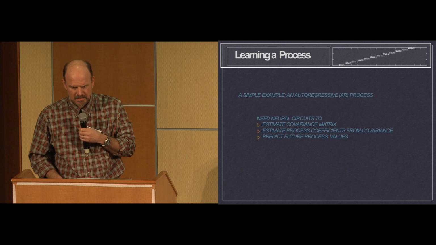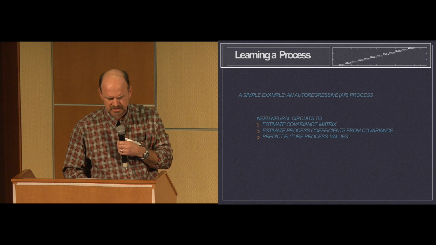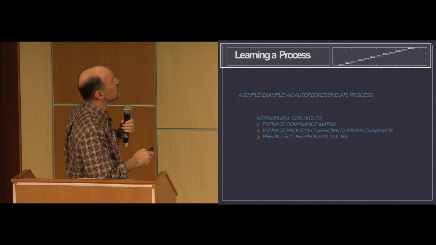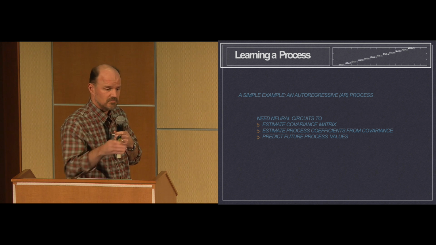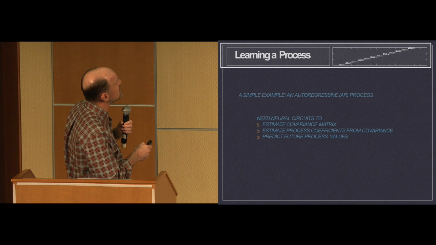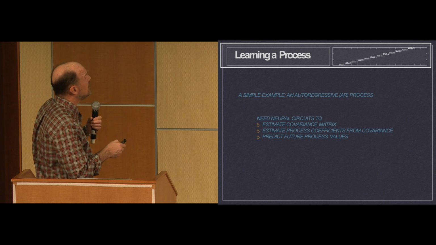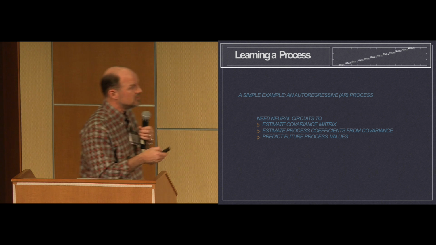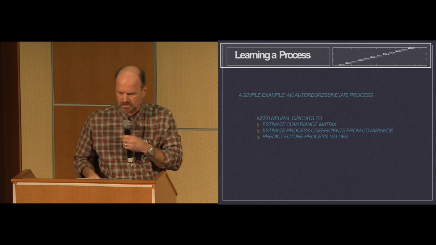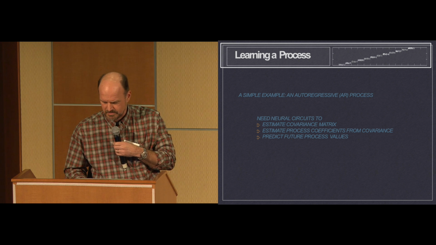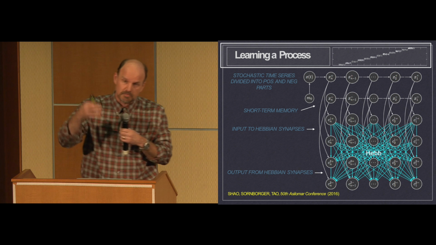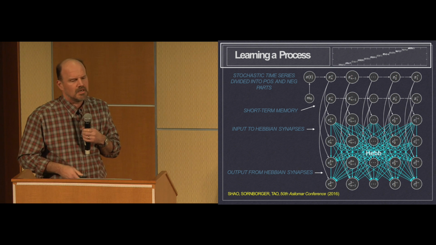So in order to learn in this kind of process and make predictions, we have to estimate the covariance matrix of the process. So this is a covariance between all the lagged values, some recent set of lagged values of the process. And then we use the covariance in order to estimate process coefficients. And then we predict future process values by convolving over the coefficients and the previous values of the time series. So in order to implement these three subcircuits, I'll show you them one by one.